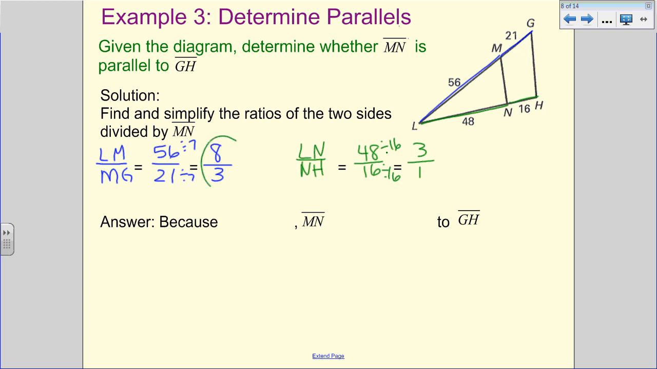So what we're looking at is one side has an 8/3 ratio. The other side has a 3-to-1 ratio. Because we know that 8/3 does not equal 3 over 1, we know that MN is not parallel to GH. Okay? So sometimes they talk you through examples where they are parallel. Sometimes they have examples where they're not parallel. So let's go through our checkpoints.